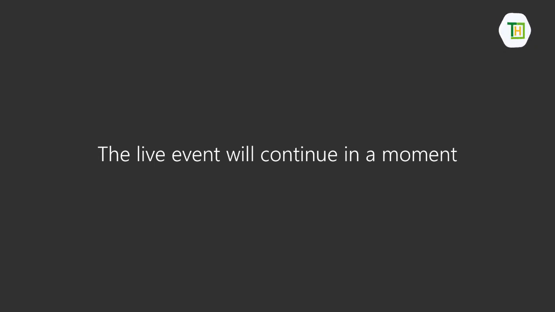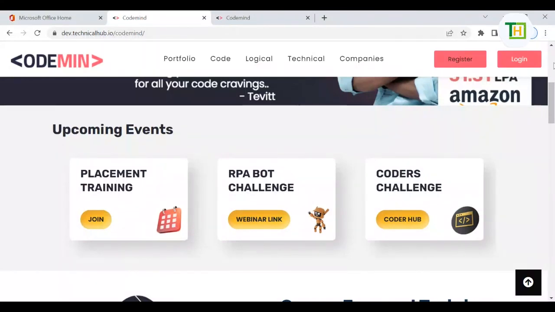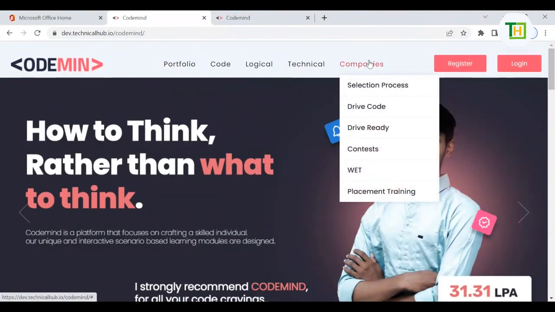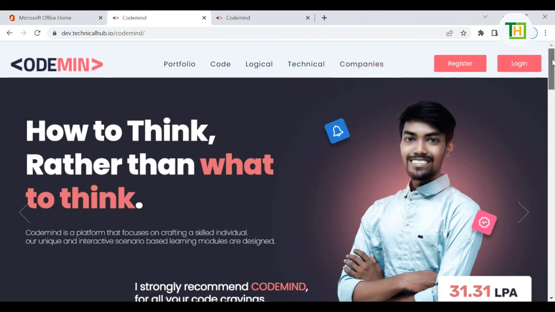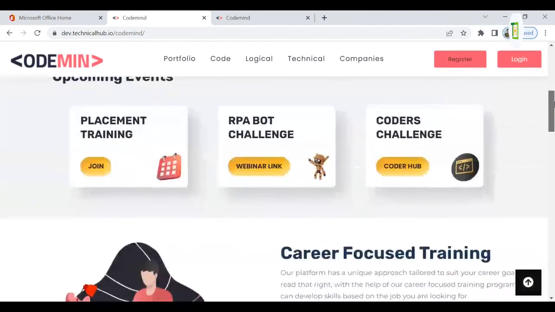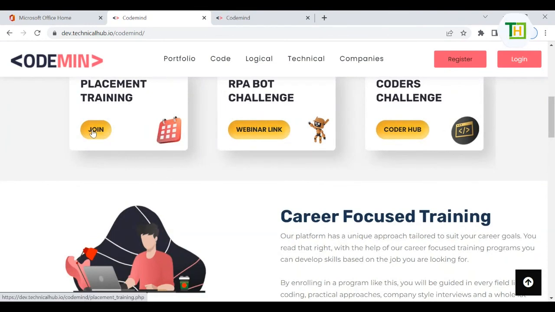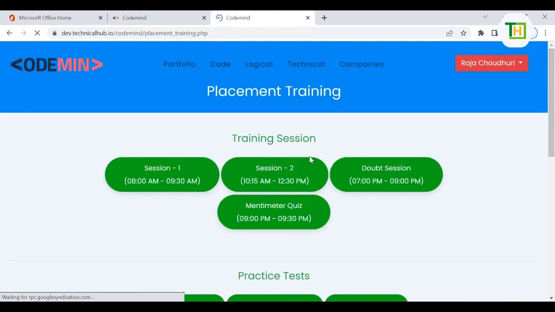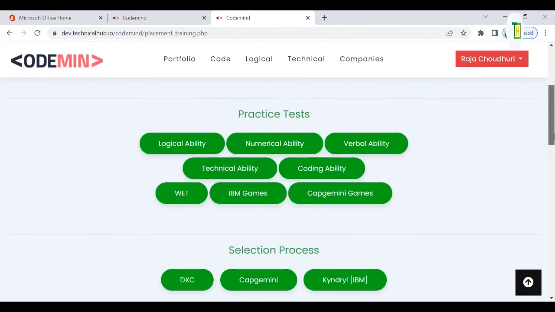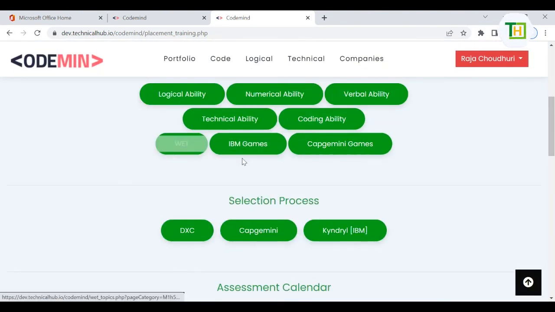Just go to the Codeman portal and look at companies and go to vet companies, then vet directly, go like this. And if you don't want to go like this, you can just scroll down and you see here placement training. Click on join. Then here you will see one button, vet. See here, vet, IBM games, Capgemini games also available for you. You can play the games also.